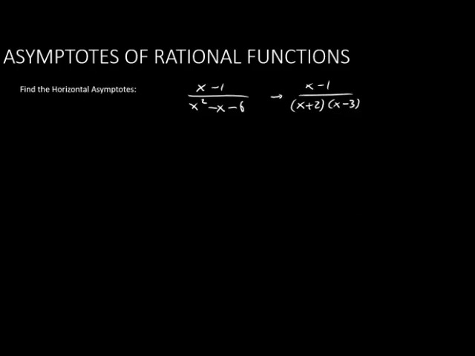To find the horizontal asymptotes, we must examine the powers on the numerator and the denominator. We have to consider 3 cases: if the power of the numerator is bigger, if the power of the denominator is bigger, or if the powers are the same.